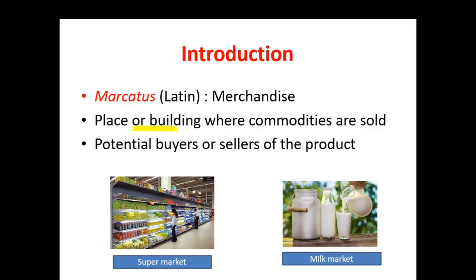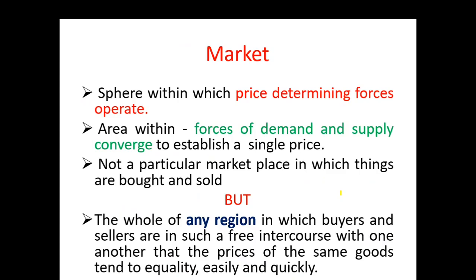Also, it can be a set of potential buyers or sellers, such as a milk market. You can see potential buyers or sellers of milk coming together to sell and purchase milk. So it can be a place or a building where commodities are sold such as a supermarket, or it can be a group of potential buyers or sellers of the product. For example, milk market, meat market, etc. Okay?